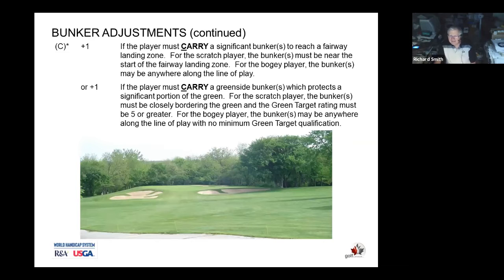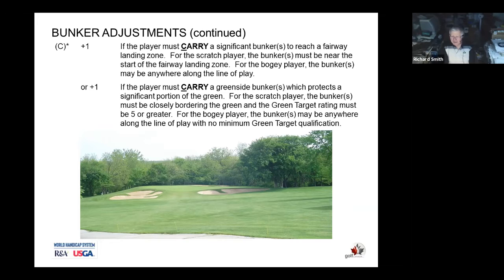Or at the green, if the player must carry a greenside bunker or bunkers which protects a significant portion of the green. For the scratch players, the bunkers must be closely bordering and the green target rating must be 5 or more. For the bogey, anywhere will do.